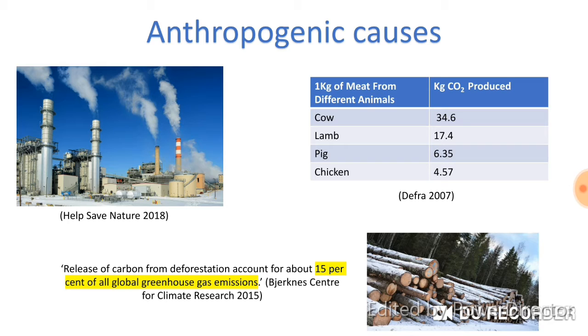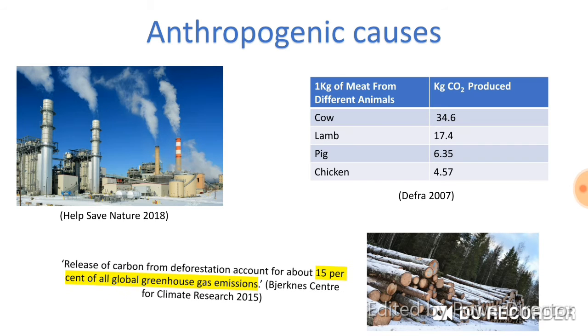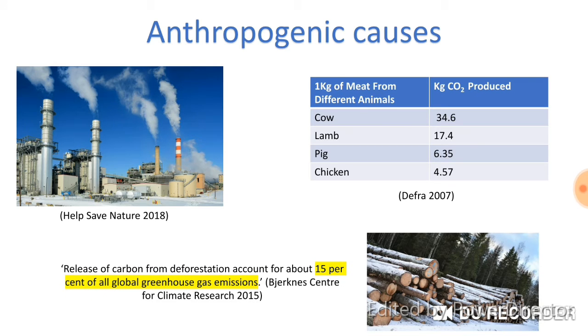Also, trees absorb carbon dioxide through photosynthesis, and with deforestation, carbon stores are reduced, which means there is more CO2 in the atmosphere. The release of carbon from deforestation accounts for 15% of all global greenhouse gas emissions, Birkin Center for Climate Research 2015. Also, agriculture through cattle farming can release methane into the atmosphere, which acts as a large pollutant and is worse for the atmosphere compared to CO2.